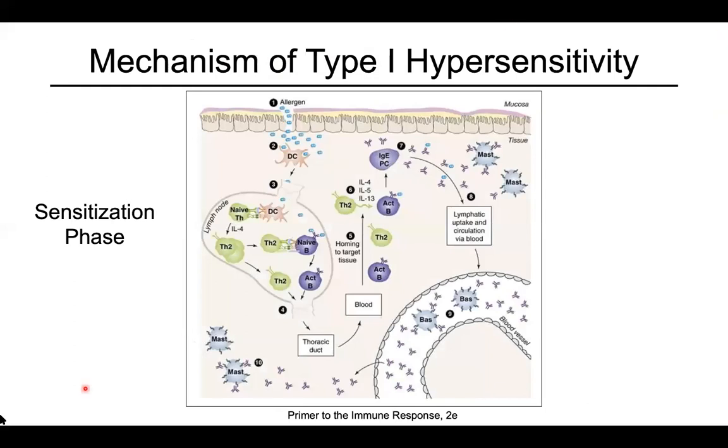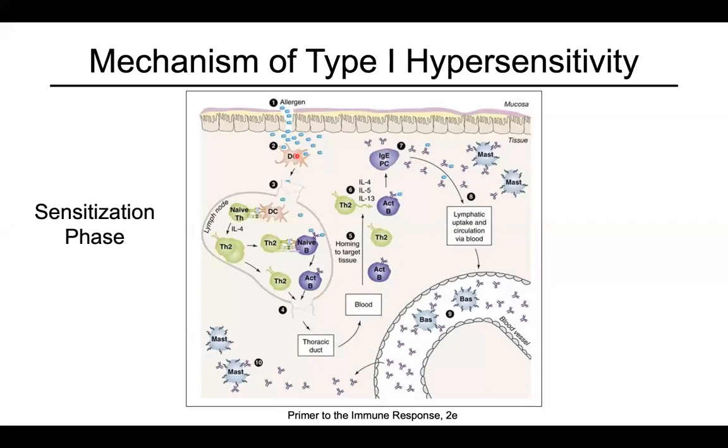Okay, mechanism of type 1 hypersensitivity. This is just revision. Remember, you have a sensitization and then an effector phase. The sensitization phase is at first exposure to the allergen. So here's our allergen, gaining access to our submucosa. Remember, we said it has some proteolytic or enzymatic activity. It is recognized by dendritic cells using certain pattern recognition receptors.